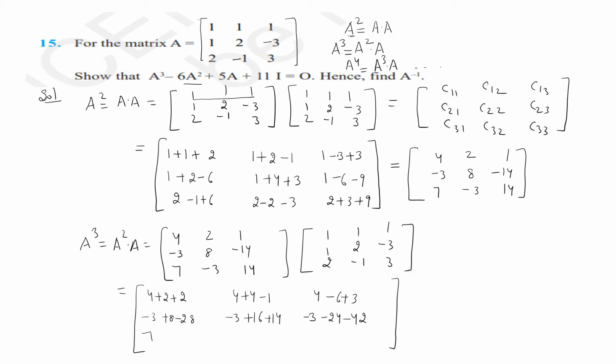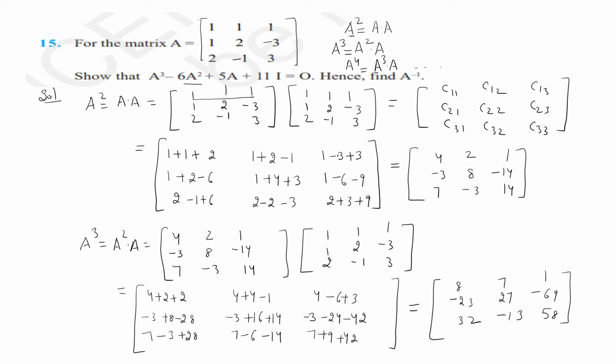This is 7 minus 3 plus 28. This is 7 minus 6 minus 14. This is 7 plus 9 plus 42. And we get A cube as 8 minus 23 and 32. Okay, and this is 7, 27 and minus 30. And this is 1 minus 69 and 58.